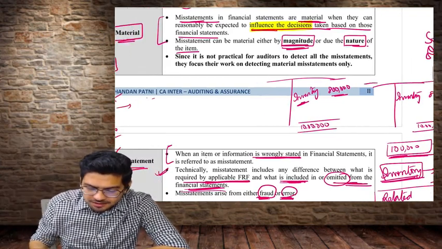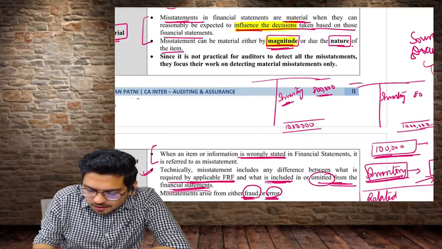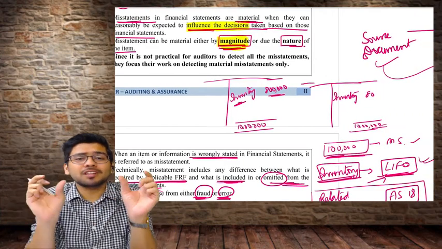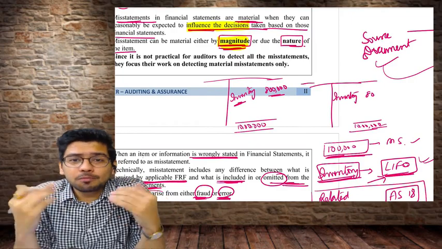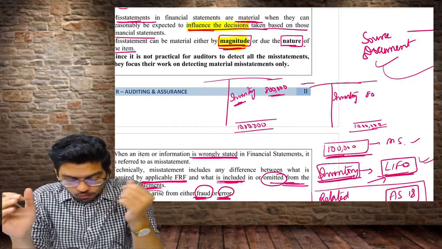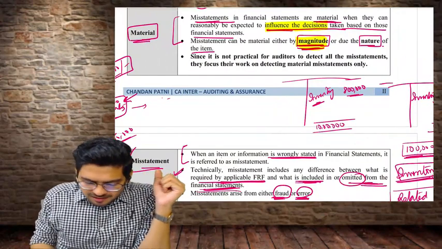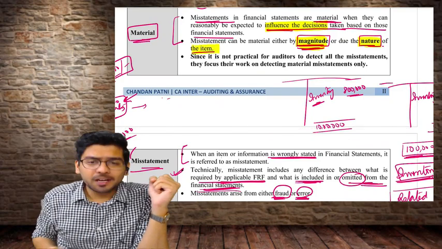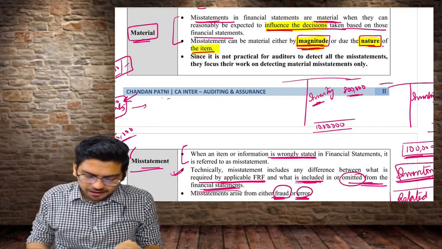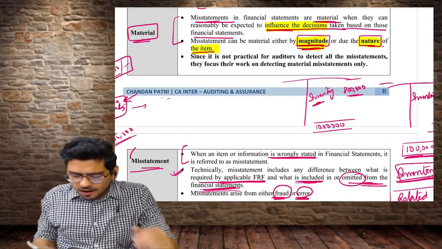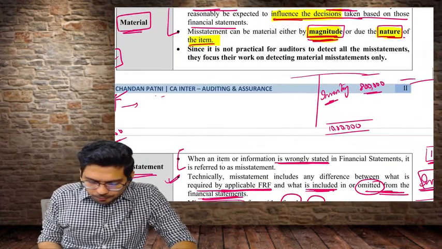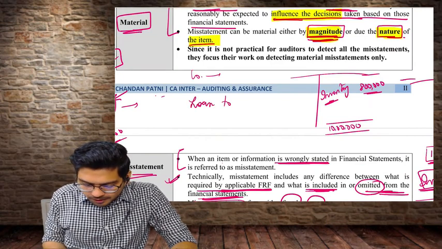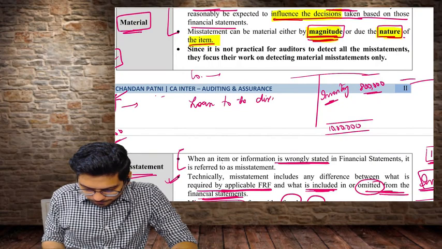So materiality, please understand, can be by magnitude. Both the examples which I just gave you are with respect to the magnitude of the item to be termed as material. Now let me take one more example. It says misstatements can be material either by magnitude or due to the nature of the item. Now let's say there is a company, and the company has given a loan to the director.